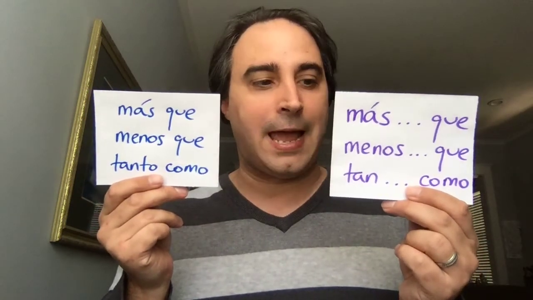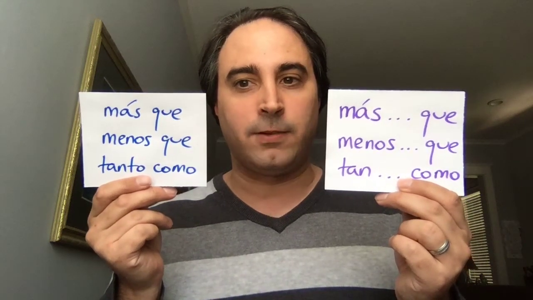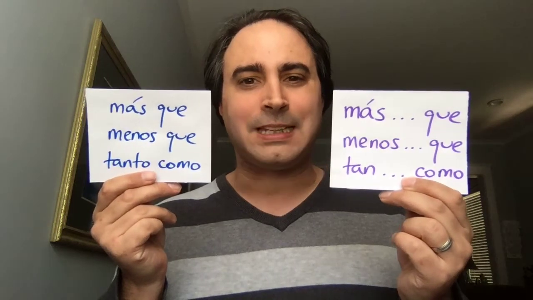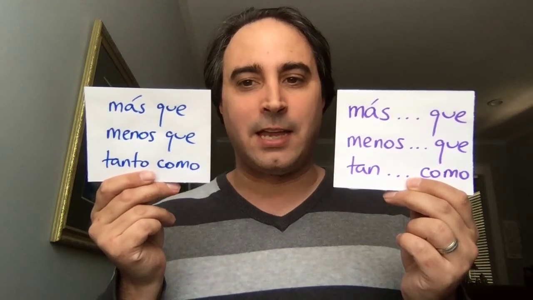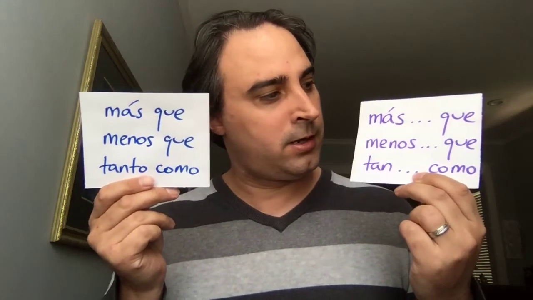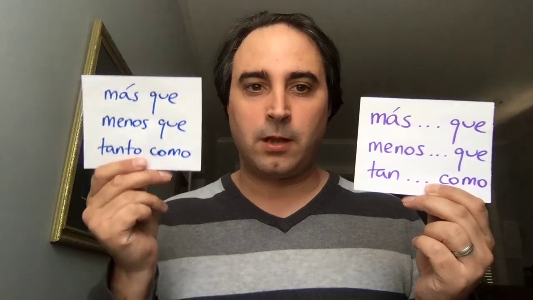If you remember from the previous video, whenever we're talking about adjectives, we have más, then the adjective, and then que; menos, then the adjective, and then que; tan, then the adjective, and then como. That's when you have adjectives, and the adjectives appear where those dots are there in the purple.